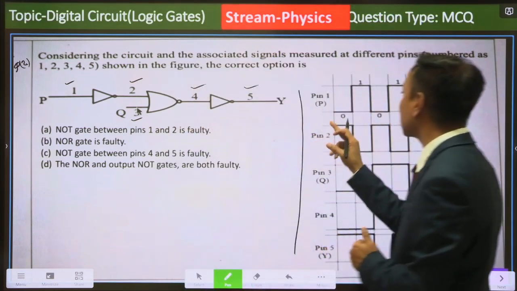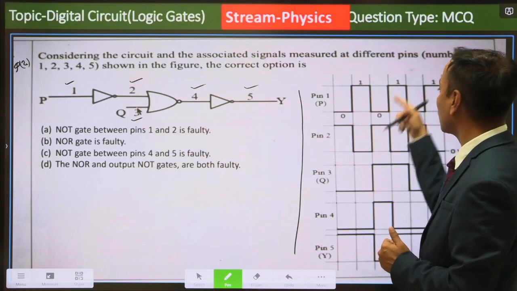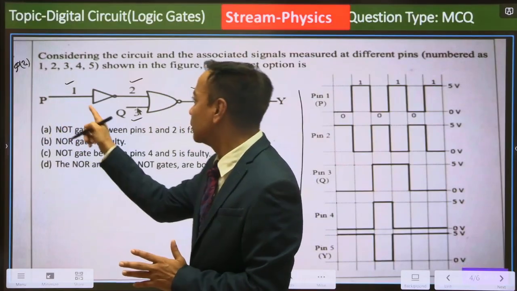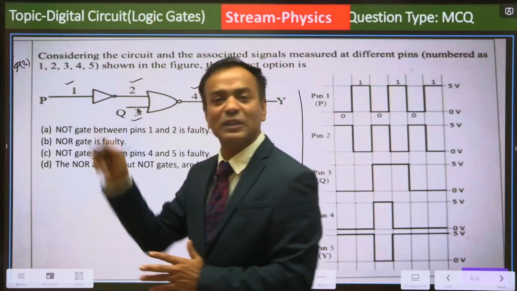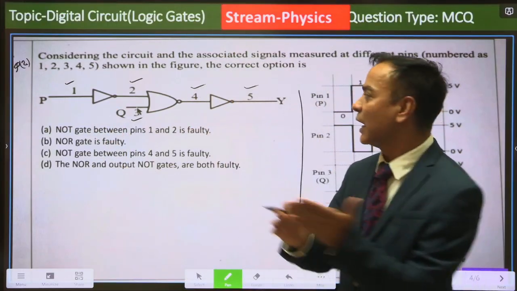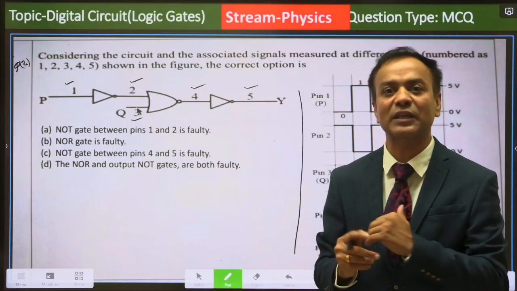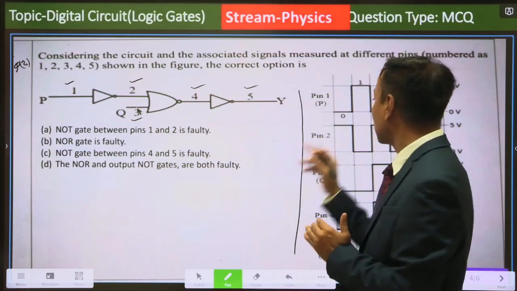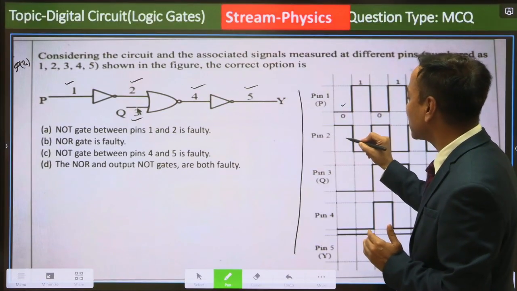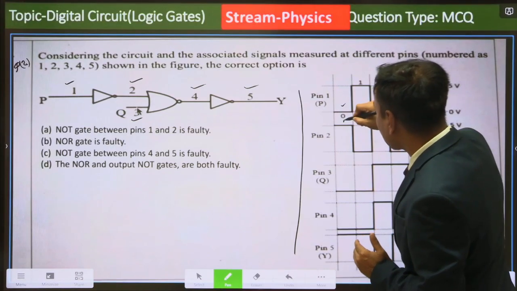So if you see it here, pin number 1 is given here as low, high, low, high, low, high. It means it is given as an input to this NOT gate. So for this NOT gate, whatever signal is given, at the output at pin number 2 it will produce the inverted output, or like the opposite. So here it is having low, so now at pin 2 it is producing a high. This is here as a high.